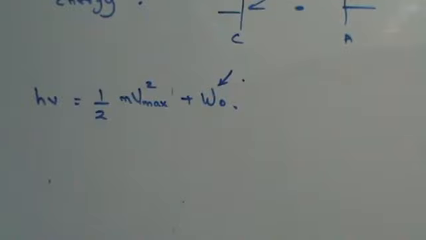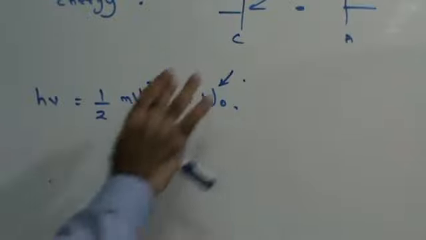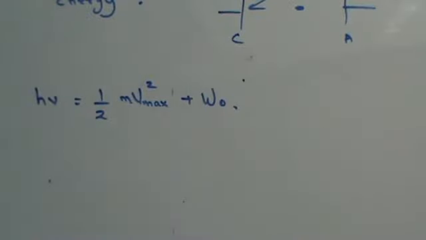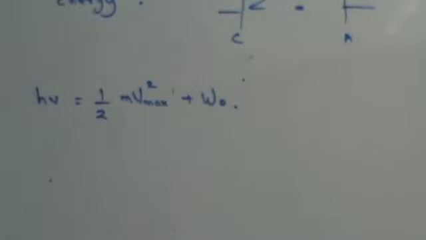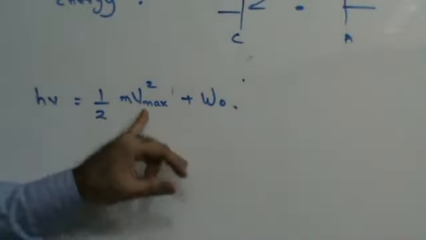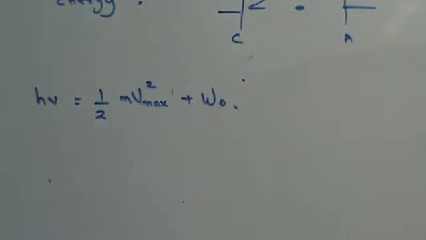Can you just write this down, please? State Einstein's equation. Einstein's equation states that, write this equation down: hν = ½mv_max² + W0. Right?